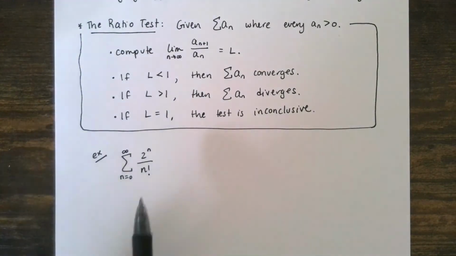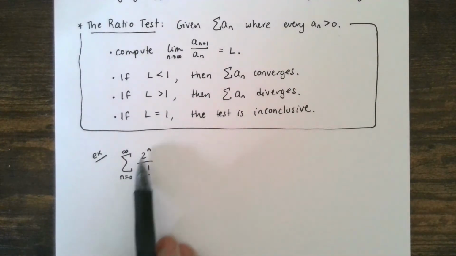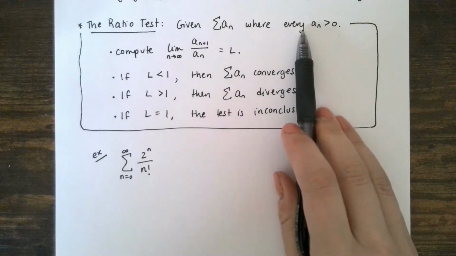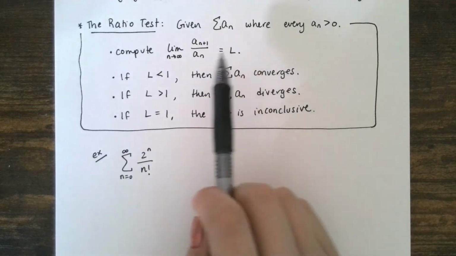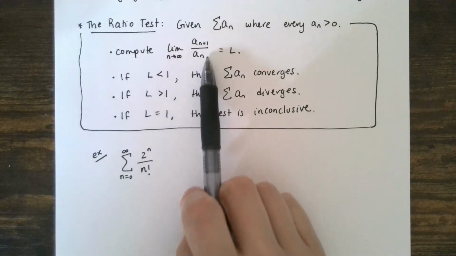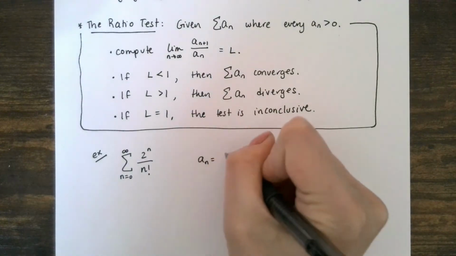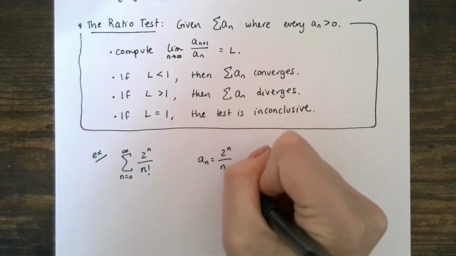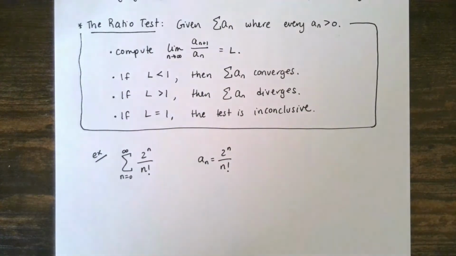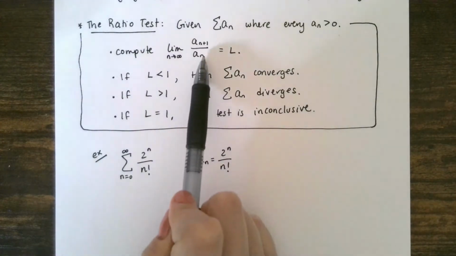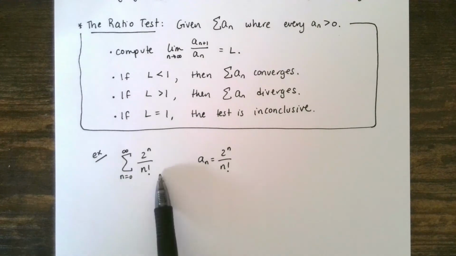Okay. So all of these terms are positive, right? 2 to the whatever is positive, all the factorials are positive, so we definitely fit this description. So what we want to do now is compute the limit of the ratio of consecutive terms. This one I'm going to spell out really carefully, just so that it's clear where each of these values is coming from. So my a sub n, the denominator here, is just exactly this formula here.